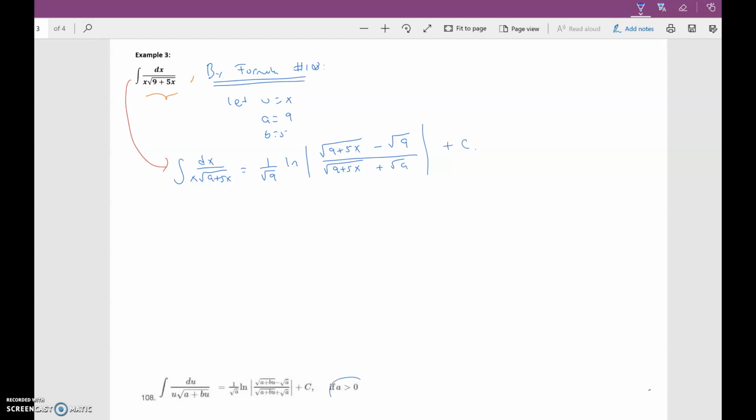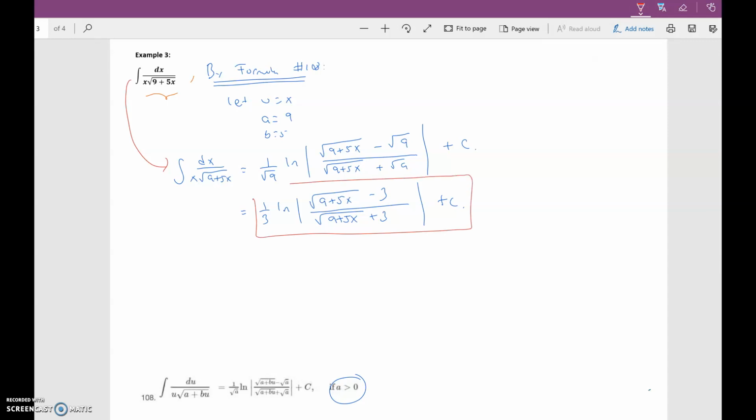In this case, the a is just what allows us to actually apply that formula. So we're looking at 1/3 ln absolute value of the square root of 9 plus 5x minus 3 over the square root of 9 plus 5x plus 3. Close the absolute value, plus c.